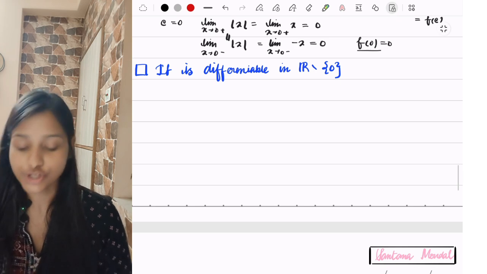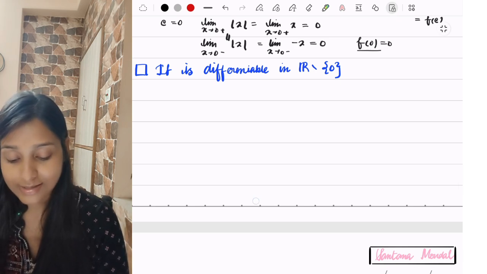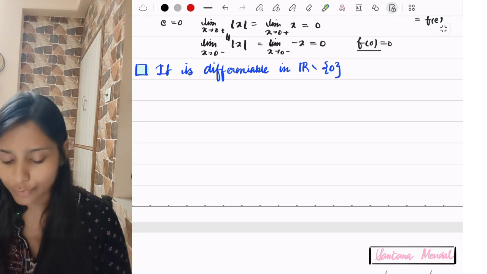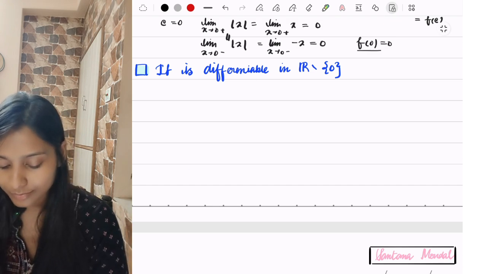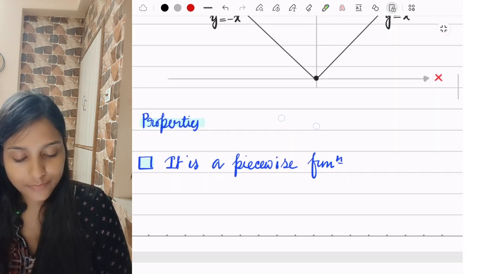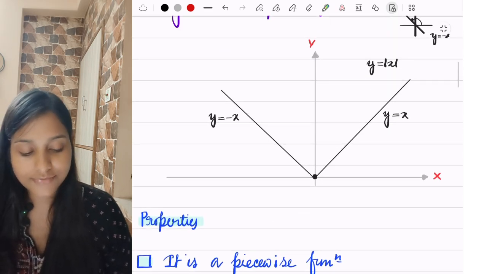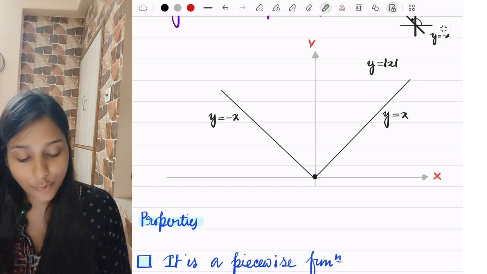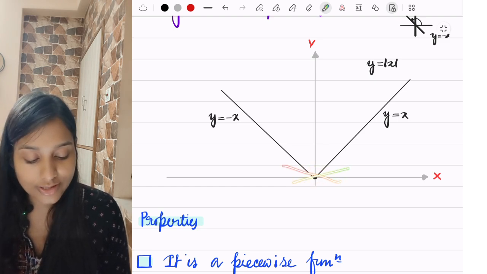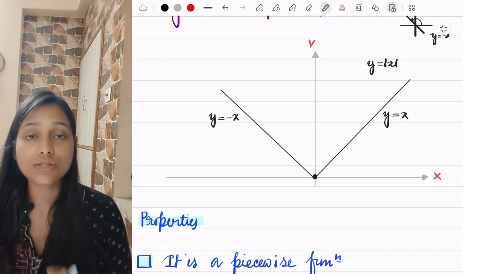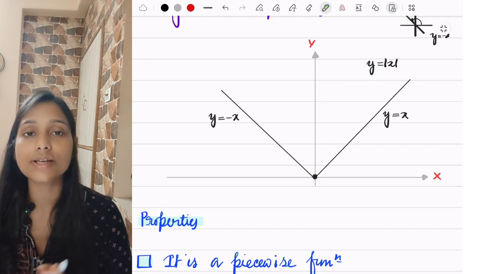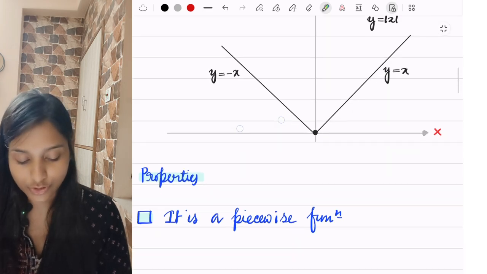Next, it is differentiable in R minus 0. So it is very important. This function is differentiable, everyone. We can see it here. This function is differentiable. The only problem is at this point, x equals 0. As we can draw multiple tangents here and don't have a unique tangent at x equals 0, this function is not differentiable at x equals 0.